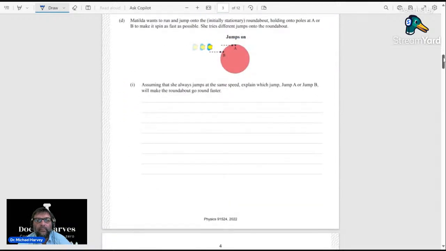Now Matilda wants to run and jump onto the initially stationary roundabout, holding onto poles at A or B to make it spin as fast as possible. She tries different jumps onto the roundabout, so you can see the different positions there, assuming that she always jumps at the same speed. Maybe underline when you're answering the question: explain which jump, A or B, will make the roundabout go fast.